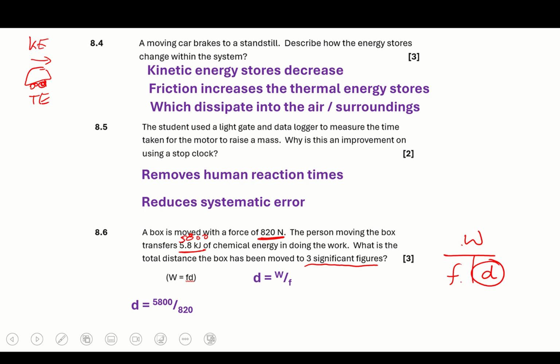Next part, pull down your 5,800. You need to know that the energy, so that's the chemical energy, is the same as work. So work and energy are the same thing, is what it's checking. So 5,800 divided by the force, 820, gives me 7.07. And we can see that's 3 significant figures. Your calculator will have a bigger number than that.